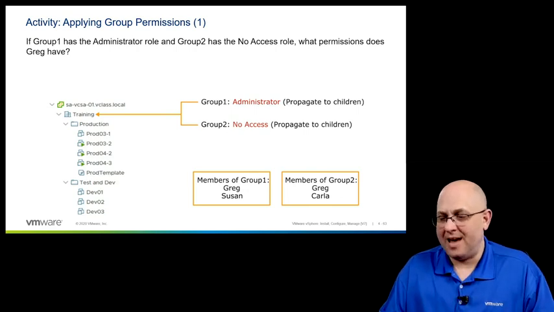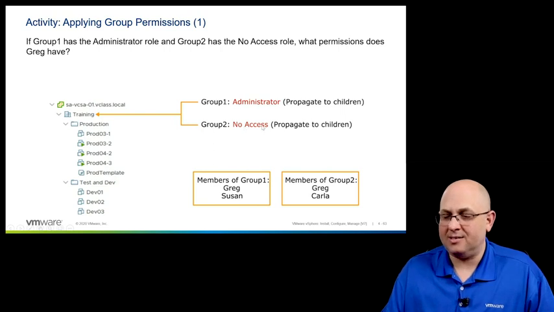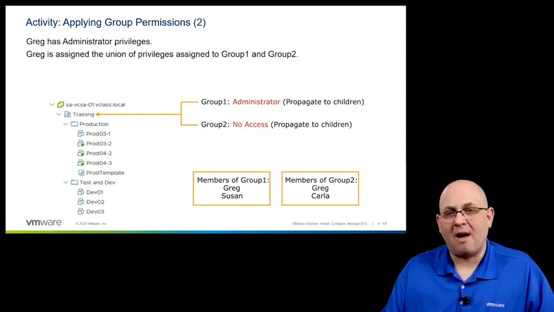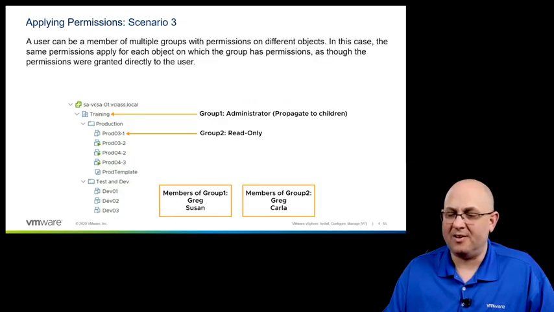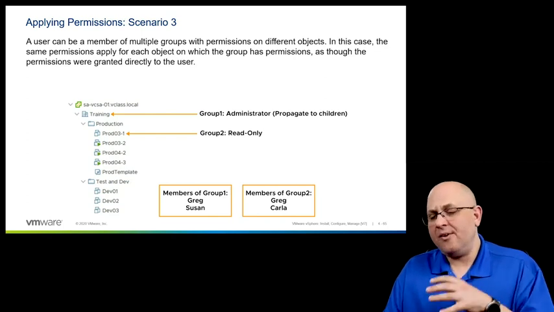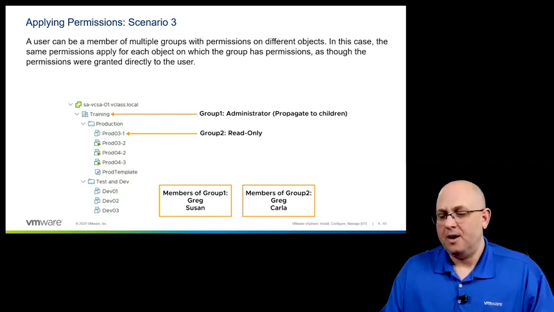And here's our example of that. Administrator and no access. Okay, Greg is assigned the union of privileges from both group 1 and group 2. Very good. Now scenario 3 is a little bit different.